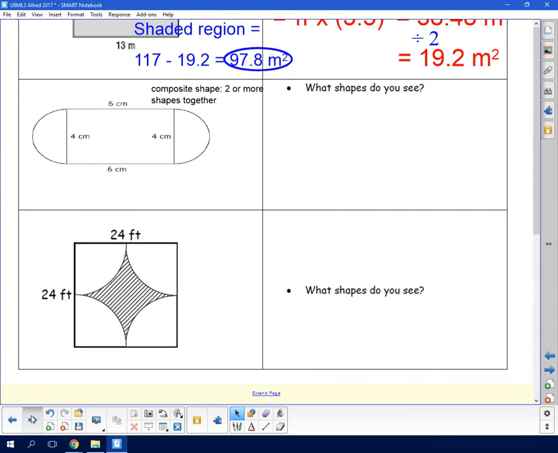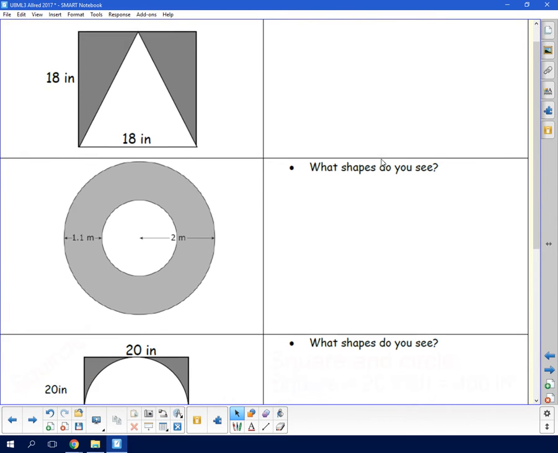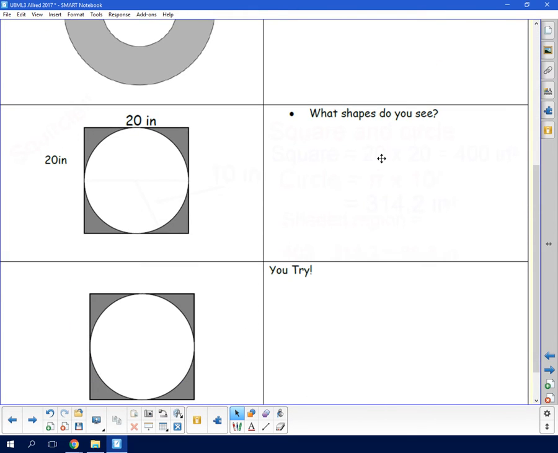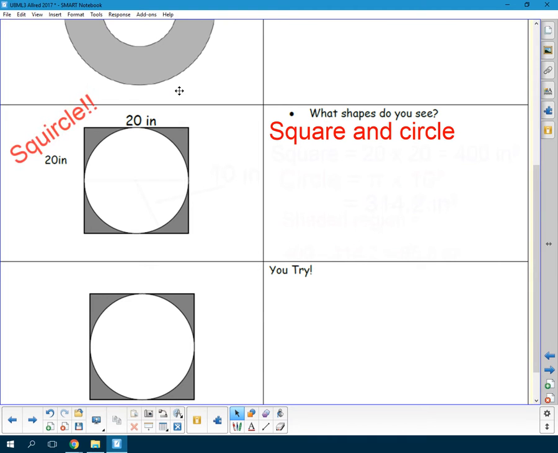All right, we're going to flip over to the back, and I'm going to look at this guy. This is my favorite math problem because as you look at it, you see a square and a circle. I have a funky word for it. I call it a squircle. That's right. This is the squircle. It's a square with a circle inside a square. That's right. It's a squircle.